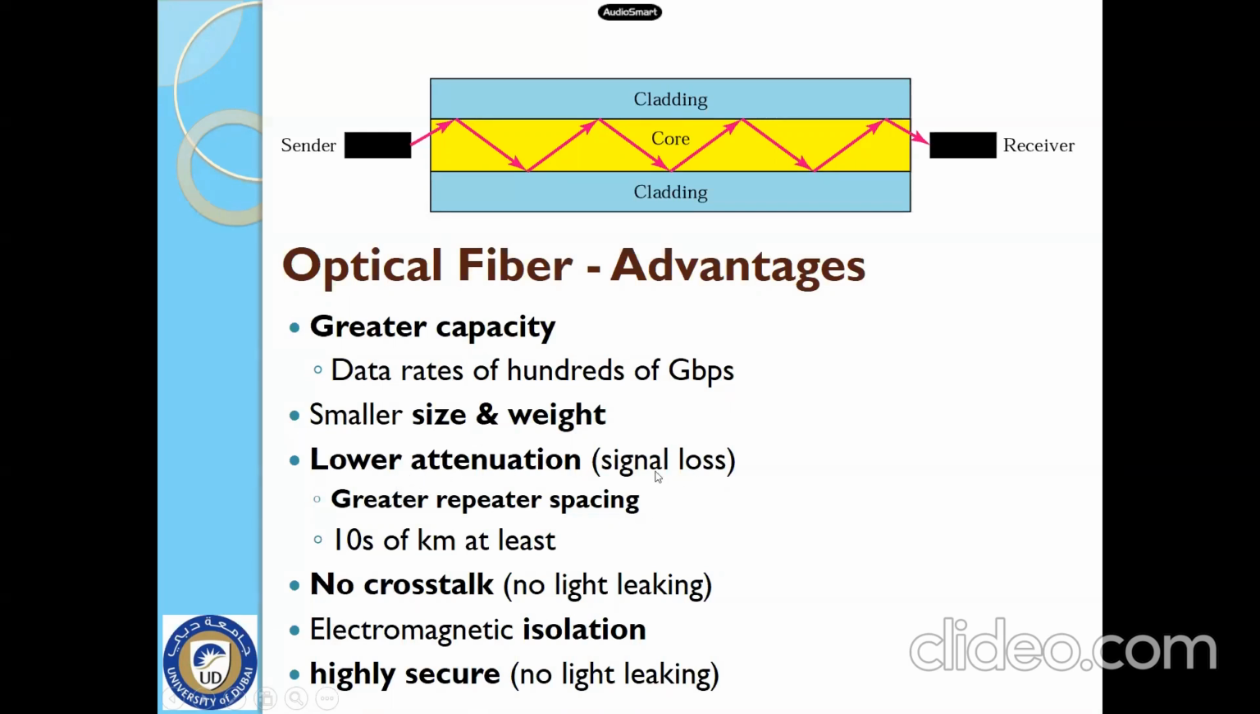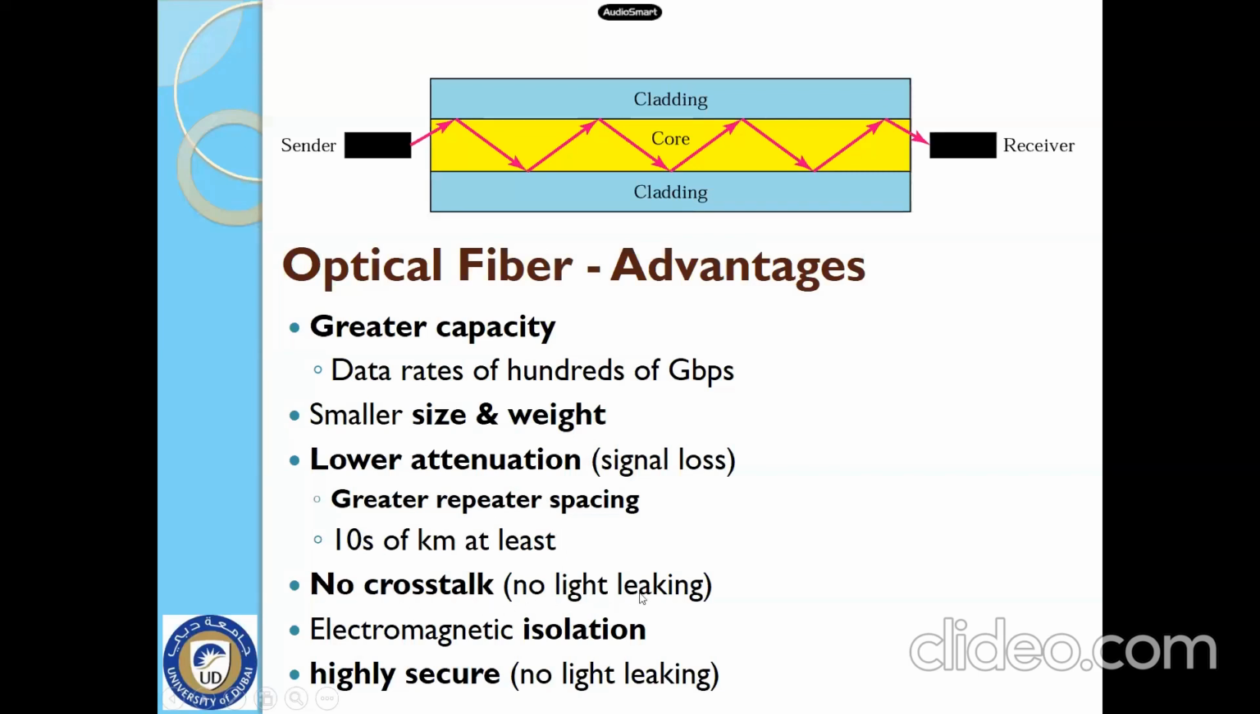Because of lower attenuation, the signal will not be lost, or great repeater spacing. You guys remember what the repeater is? It's a signal amplifier. Now, because I don't have attenuation, I'm not losing a signal, so I don't need a lot of repeaters. So every tens of kilometers, I need one repeater.